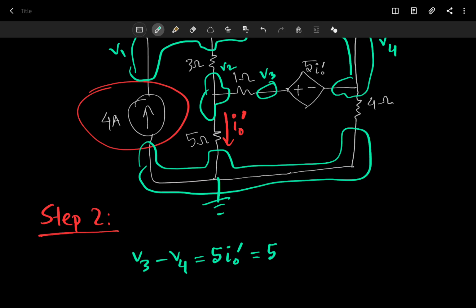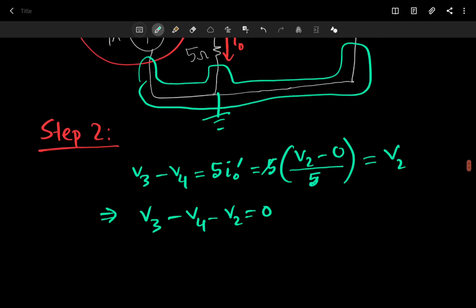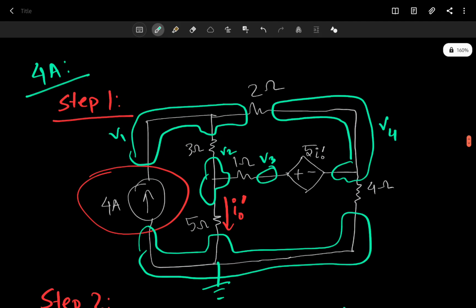What is actually I naught prime? The current going through this 5 ohm, right? So we can write just V2 minus V0, that is just 0, divided by 5. Okay, so nicely the 5s cancel out. This is from the 5 ohm, and this is from just the 5 coefficient here. So we have V2 minus 0, so just V2. So we have one equation already, V3 minus V4 minus V2 equals 0. That's equation 1.